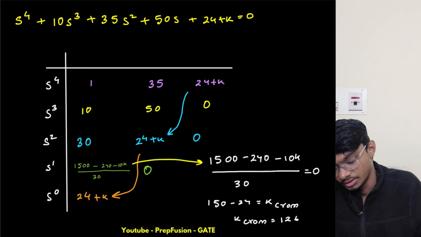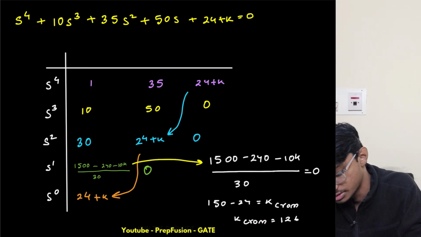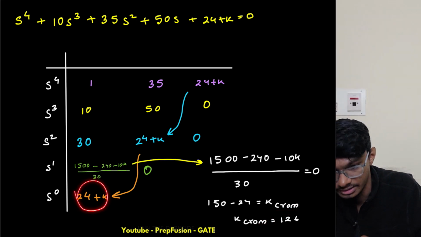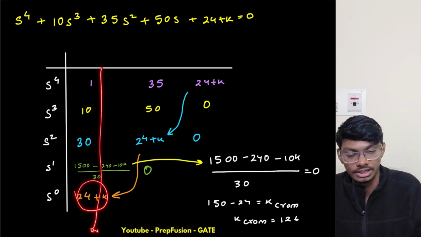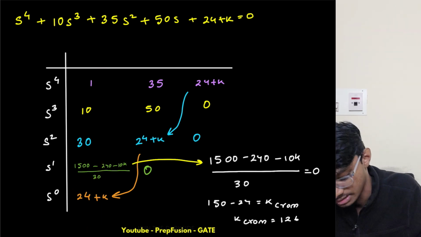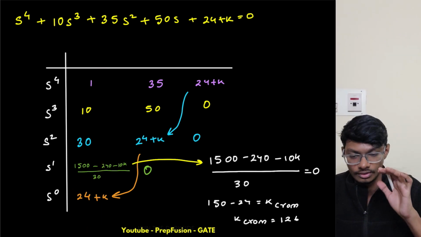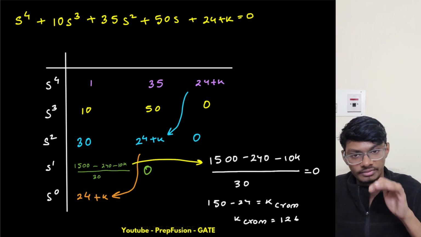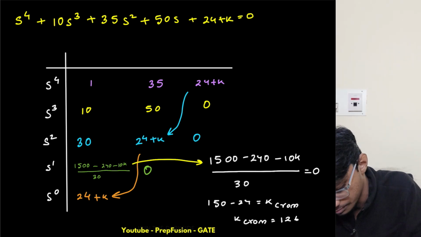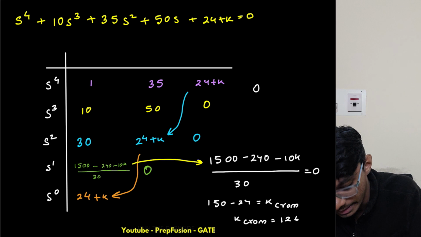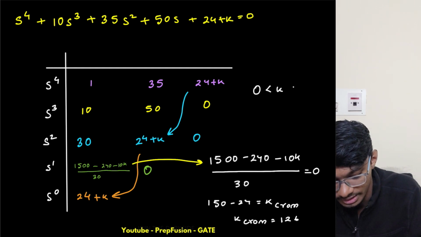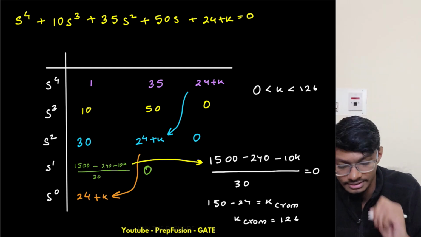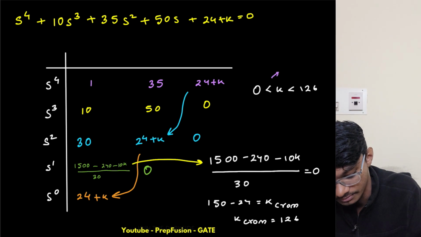But a k value of minus 24 is not possible. What we will choose is to equate this one greater than 0. All the first column entries of my Routh-Hurwitz table should be greater than 0, positive basically. I can't write minus 24 because minus 24 is not a valid value for k. K can be more than 0, that is fine, but k has to be less than 126. Until that, my system is stable.